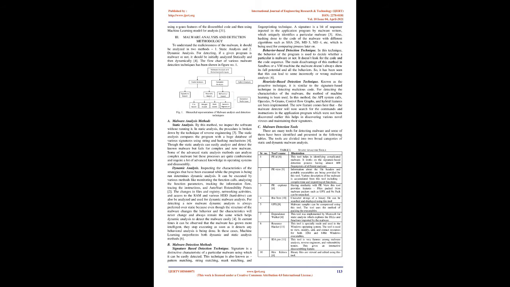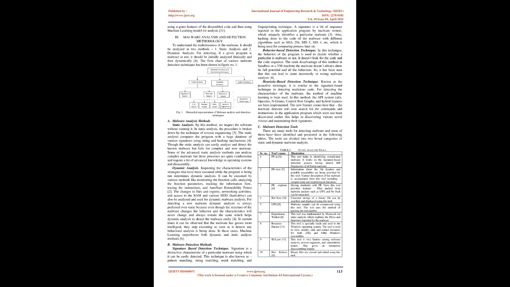6. B. Malware detection methods. Signature-based detection technique. Signature is a distinctive characteristic of a particular malware using which it can be easily detected. This technique is also known as pattern matching, string matching, mask matching, and fingerprinting technique. A signature is a bit of sequence injected in the application program by malware writers, which uniquely identifies a particular malware. 3. Also, hashing is done to the code of the malware with different algorithms such as SHA-256, MD5, MD4, etc., which is used for comparing later on.